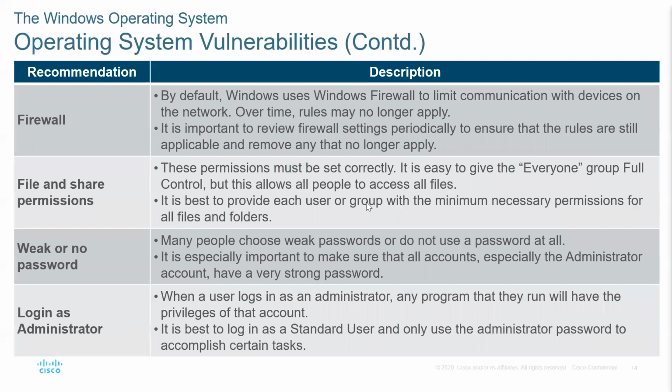The firewall. By default, Windows uses the Windows Firewall to limit communication on devices on the network. Over time, rules may no longer apply. It's important for you to review those firewall settings periodically and make sure that those rules are still applicable, and remove any that are not. So if you installed some software and opened up some holes in your firewall in order for those applications to work correctly, you need to go back and make sure you cleaned them up when you were done.